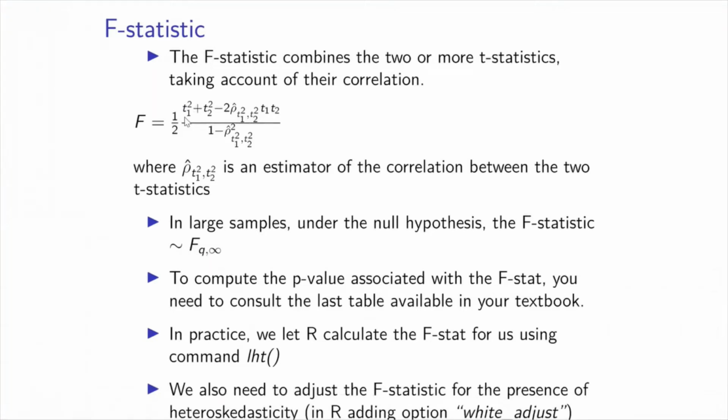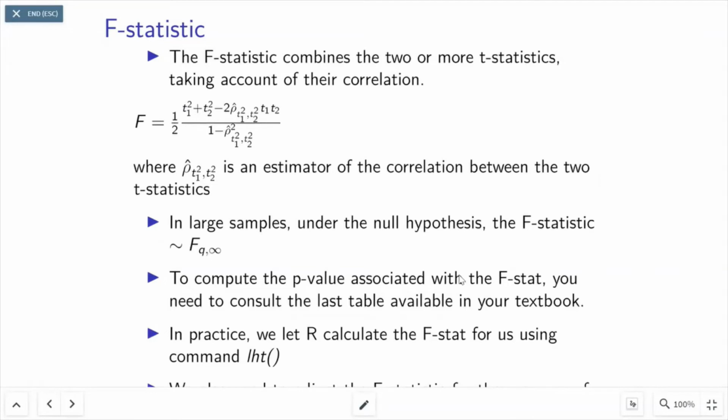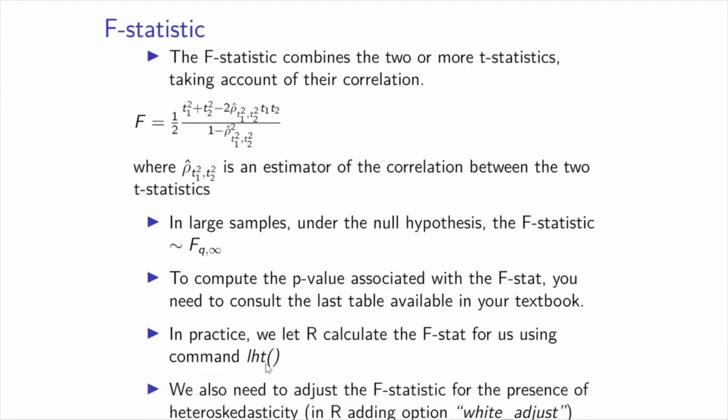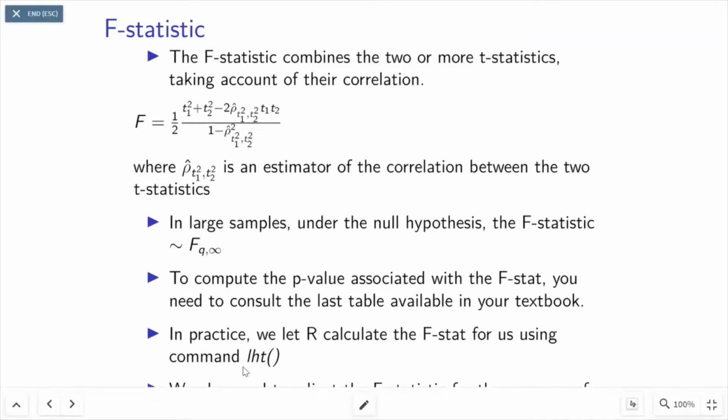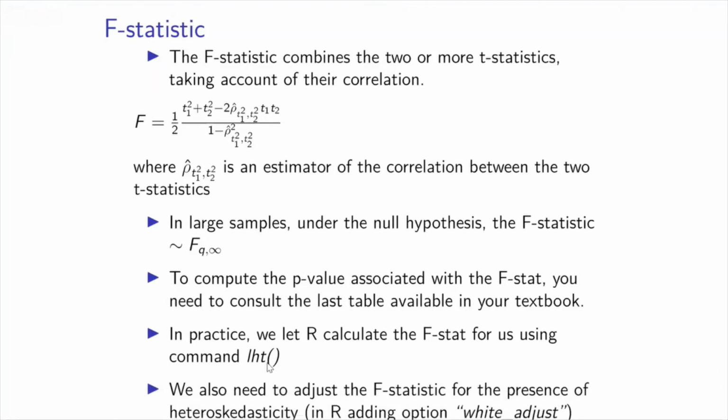To look up the critical value for an F-test, you can either look up the critical value in an F-distribution table manually or use the lht function in R to compute the F-stats for you. The lht function stands for linear hypothesis test. We can also specify in the lht function that we want to use the heteroscedasticity-robust standard errors to conduct the F-test.